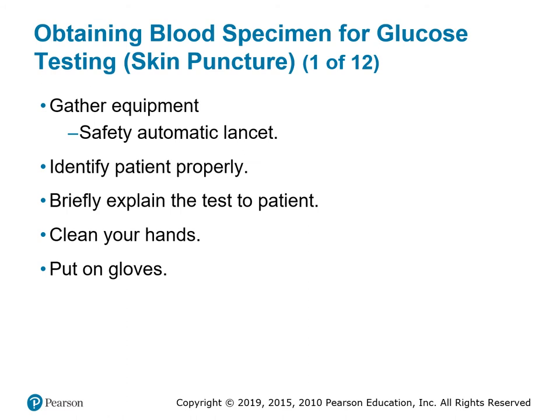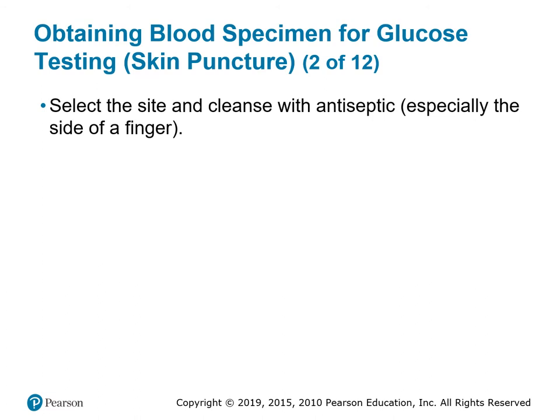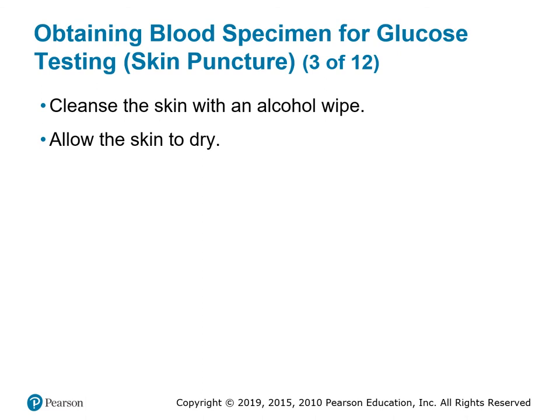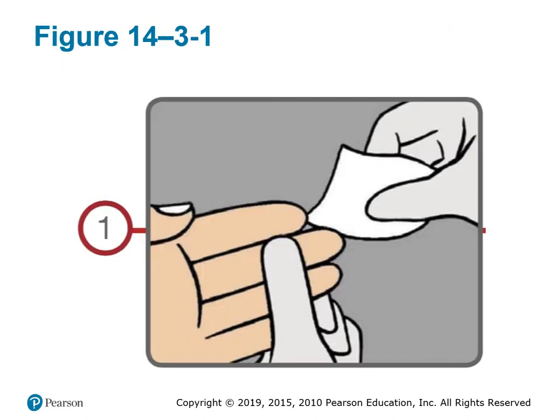Skin puncture. You want to gather the equipment: safety automatic lancet. Identify the patient properly. Briefly explain the test to the patient. Clean your hands. Put on gloves. Select the site and cleanse with antiseptic. Cleanse the skin with that alcohol wipe. Allow the skin to dry. You see that being done here.